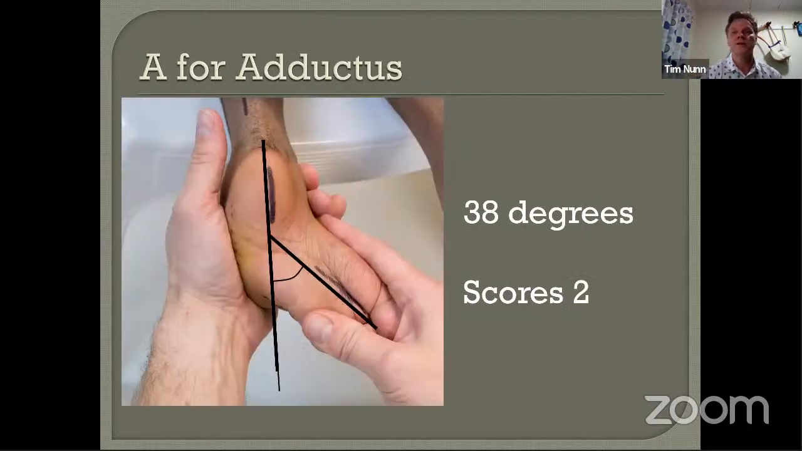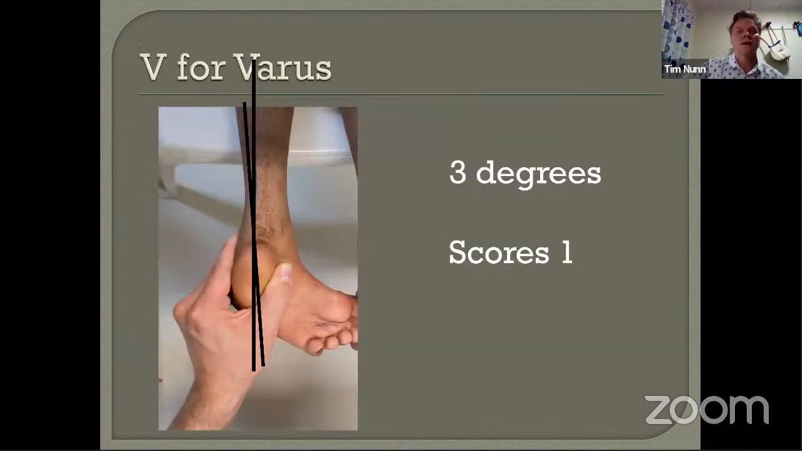A is for adductus, and here you can see there's a moderate amount of adductus, and measured angles of between 20 and 45 degrees scores a 2, so this scores 2. Varus is a V, and here you can see it's quite mild, and we see that quite a lot in these delayed presenting club feet, in that the varus is not a significant feature. That scores 1, as it's above 0 degrees, but less than 20.